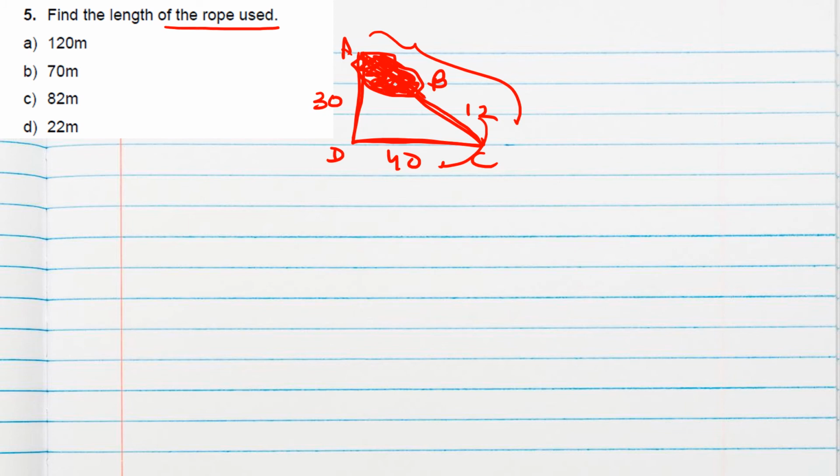Okay, so 12 plus 40 plus 30. So the answer will be 82 meter. So 82 meter is the correct answer.